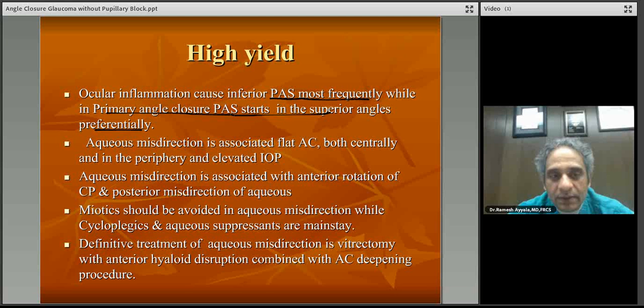Aqueous misdirection is associated with flat chambers, both centrally and in the periphery, and elevated IOP. It is associated with anterior rotation of the ciliary process and posterior misdirection of the aqueous. Miotics should be avoided in aqueous misdirection, while cycloplegics and aqueous suppressants are the mainstay. Definitive treatment is vitrectomy with antihyaloid disruption combined with anterior chamber deepening procedures.